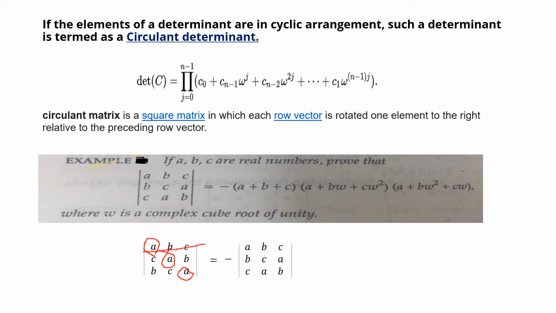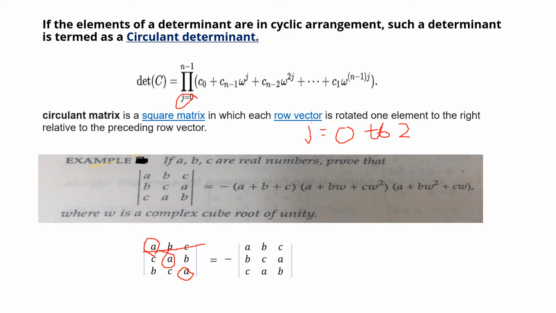Now how to find it? Just see that C0, Cn minus 1, Cn minus 2 are A, B, C here. While doing the first multiplication, you are taking j equal to 0. Here we have an example for a 3 cross 3 matrix, so j will go from 0 to 2.